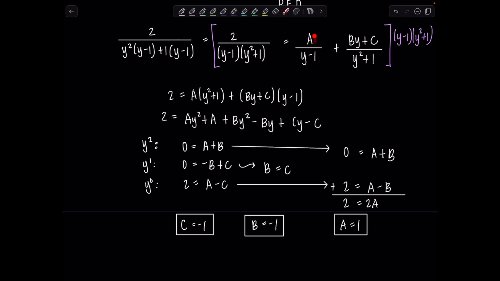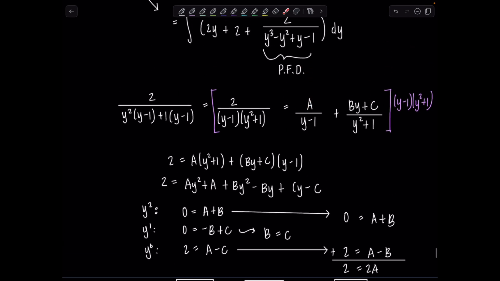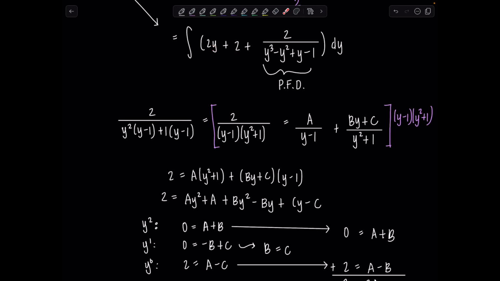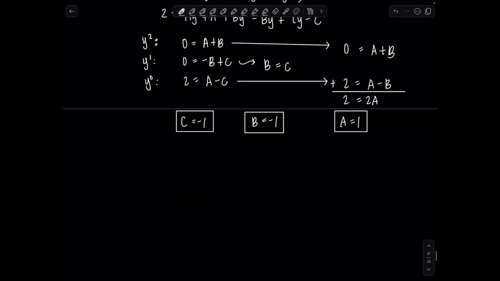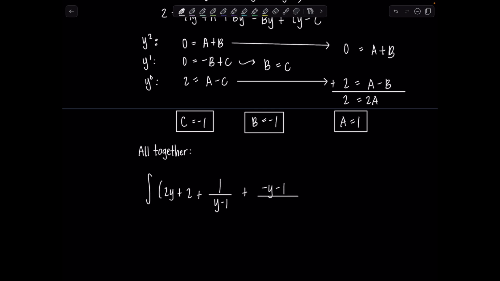I'm going to put a positive 1 here, a negative 1, and negative 1 here, and I'm going to put it all in the integral with the 2y and the 2 in the front. Are you ready? All together now. We have the integral of 2y plus 2 plus 1 over y minus 1 plus negative y minus 1 over y squared plus 1, close her up, dy.